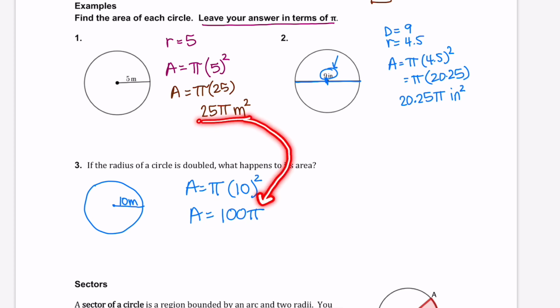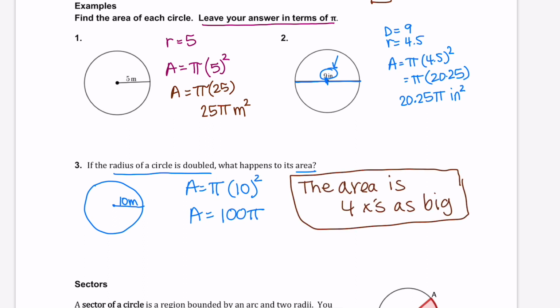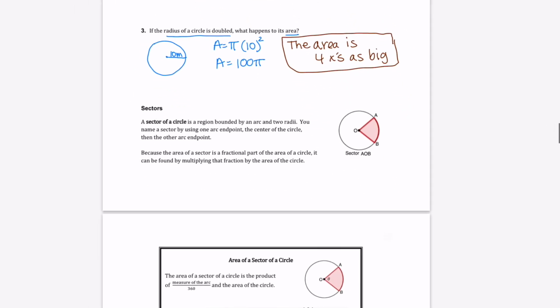When I go from 25 to 100, this is 4 times as big. So if the radius is doubled, the area for any circle is going to be 4 times as big. That is because whatever your radius is, when you times it by 2, that 2 is going to be squared. So 2 squared is 4. So it's going to be 4 times as big as what you started with.